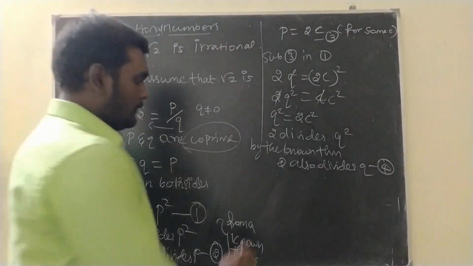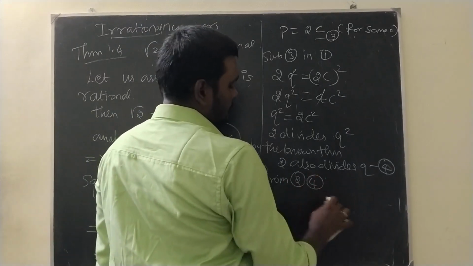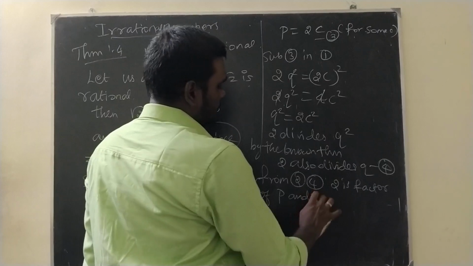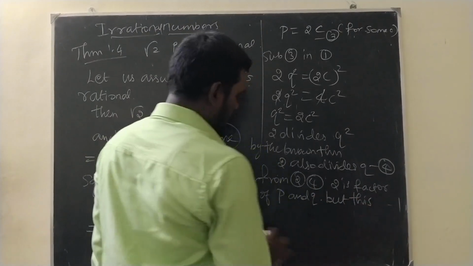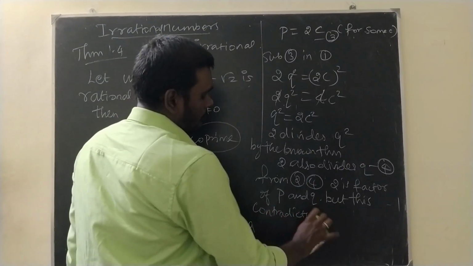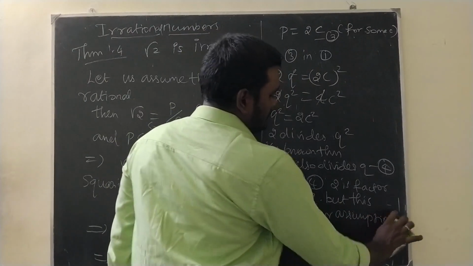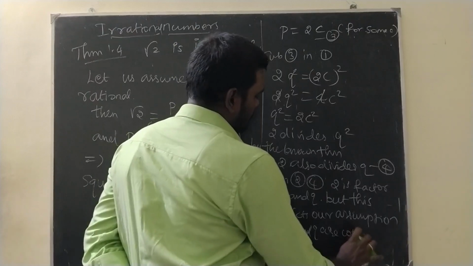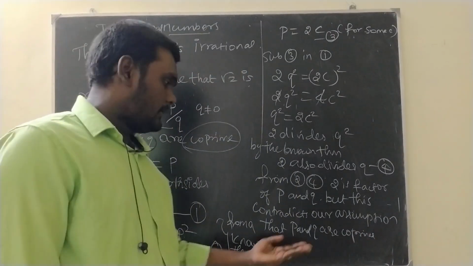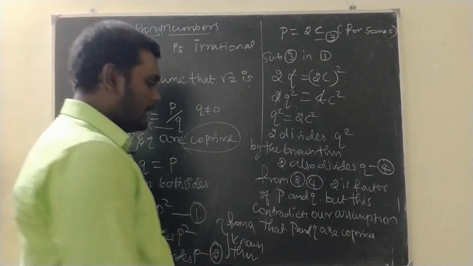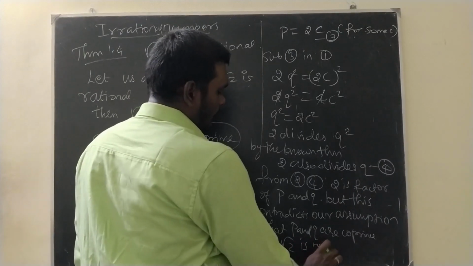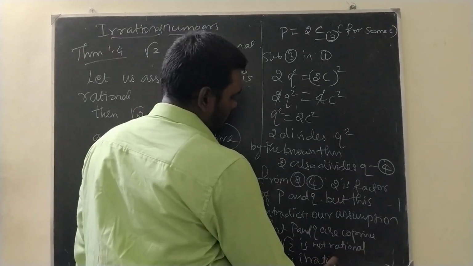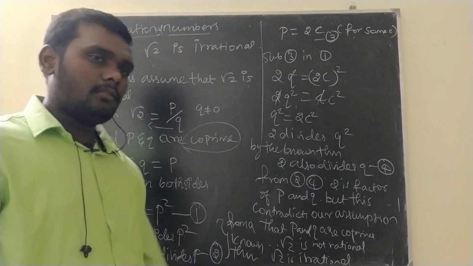But see, from 2 and 4, 2 is a factor of P and Q. But this contradicts our assumption that P and Q are co-prime. Why is it contradicting? Because initially we took a wrong assumption. So of course what we can say is, therefore root 2 is not rational, and root 2 is what? Irrational.